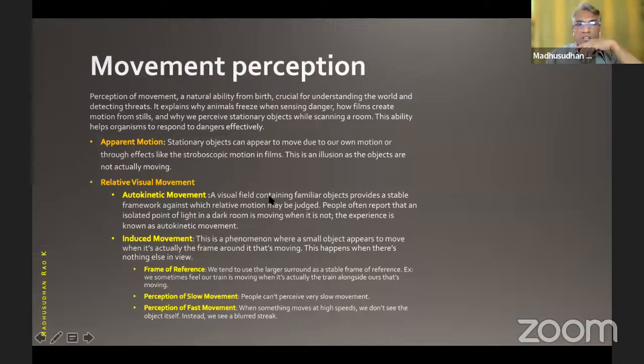Autokinetic movement: a visual field containing familiar objects provided a stable framework against which relative motion may be judged. People often report that an isolated point of light in a dark room is moving when it is not. The experience is known as autokinetic movement. So you go into a room with a torchlight and throw light on something, you see that the light is moving, but in fact the light is not moving, but you feel that it is moving.